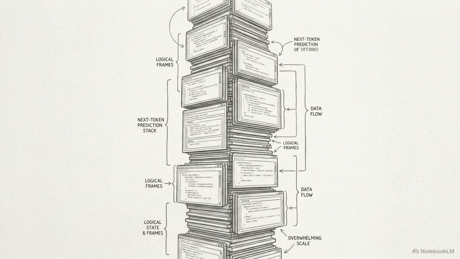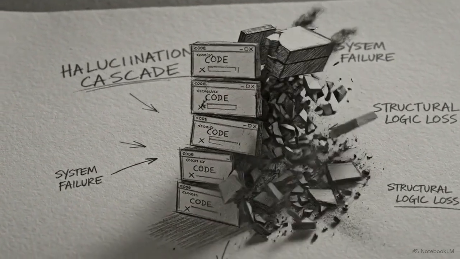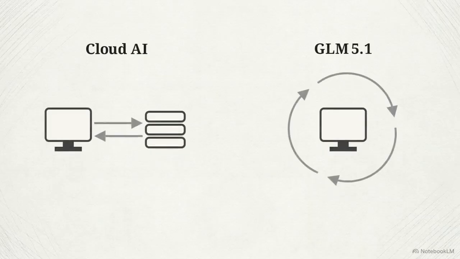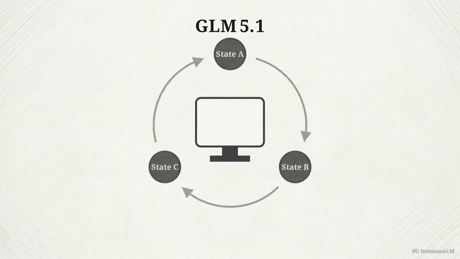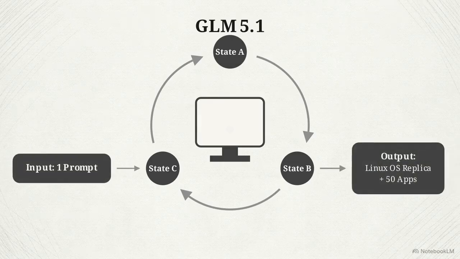A standard next token prediction model attempting a task of this scale would quickly collapse into a hallucination cascade, losing track of its own logic early in the build process. GLM 5.1 processes the instruction through an autonomous agentic workflow. In this mode, the model functions as a series of active states, where the output of one step informs the conditions of the next, rather than processing the entire OS request in a single pass.